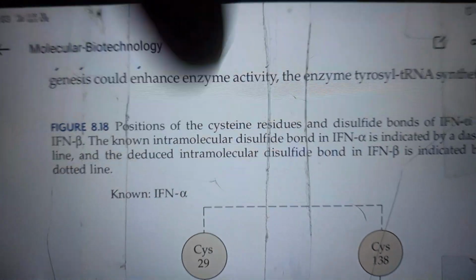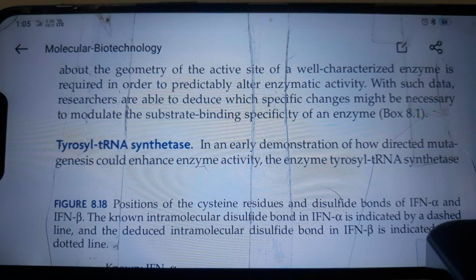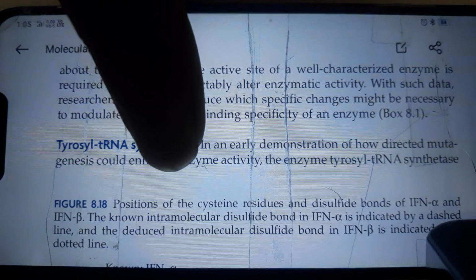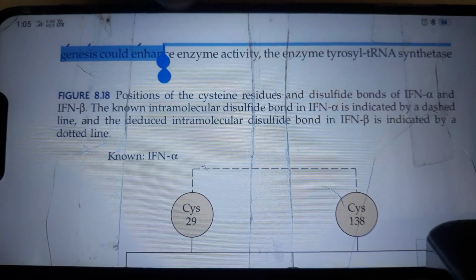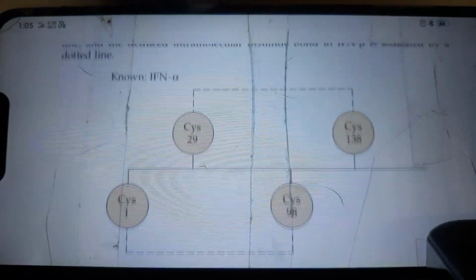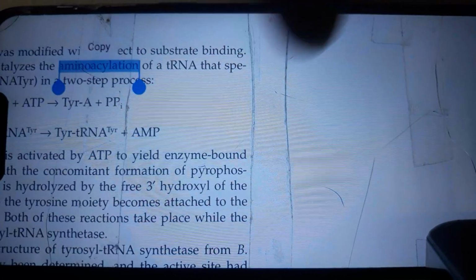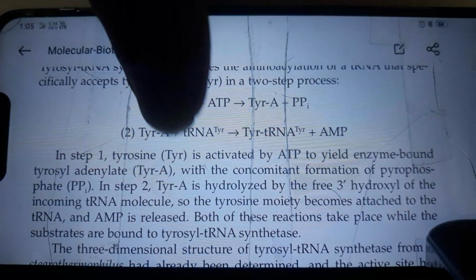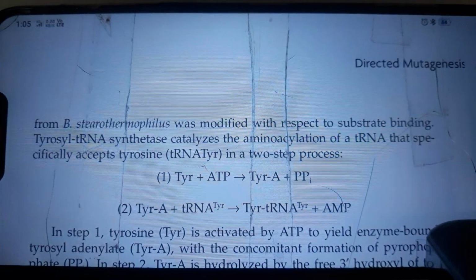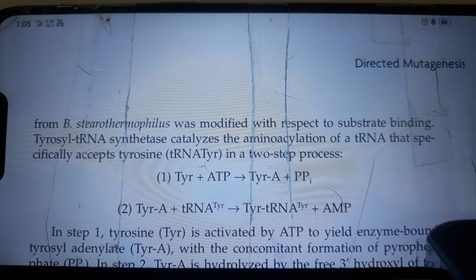An early demonstration of how directed mutagenesis could enhance enzymatic activity: the enzyme tyrosine tRNA synthetase from Bacillus stearothermophilus was modified with respect to substrate binding.